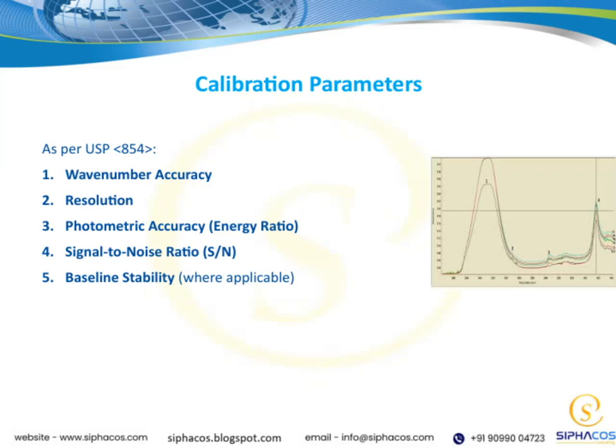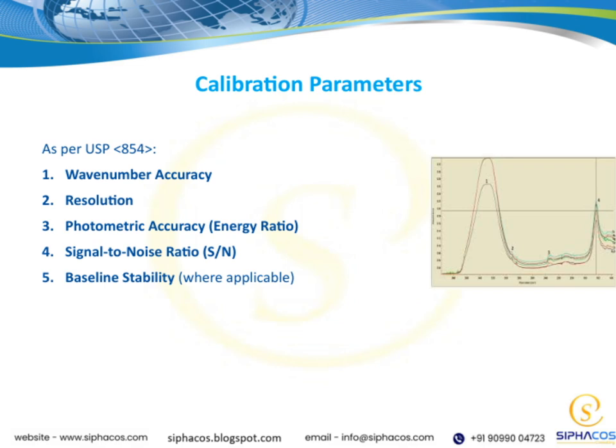Let's take a closer look at the calibration parameters outlined by USP 854. These are critical for ensuring our spectroscopic measurements are accurate and reliable. First, we have wavenumber accuracy, which essentially tells us how precise our spectral measurements are in terms of the wavenumber scale. It's important because even small deviations can impact our identification of compounds. Next, resolution is key. This defines how well our instrument can distinguish between two closely spaced absorption bands. Higher resolution means more detailed spectral data.